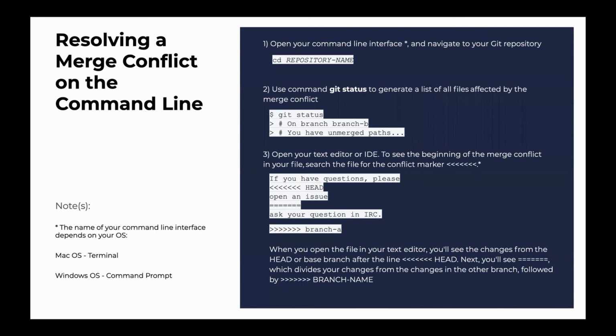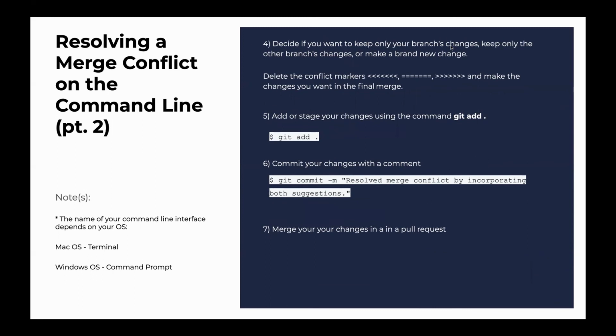Second of all, you want to use the command git status to generate a list of all the files affected by the merge conflict. You want to open your text editor and locate those files. Again, you'll find the conflict markers that I talked about before. Make those edits. And after you've done that, you want to, again, delete the conflict markers, save your file.